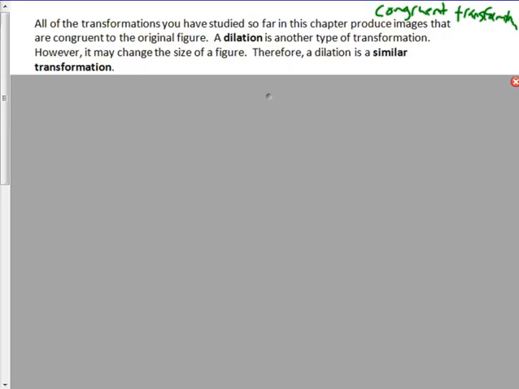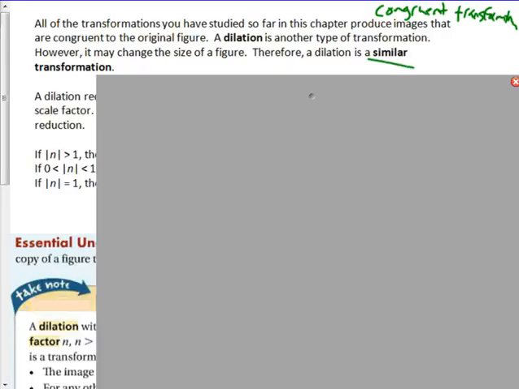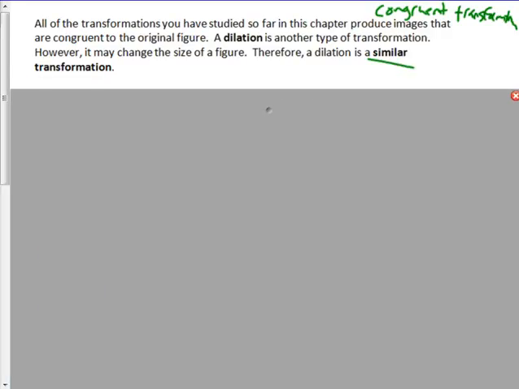But a dilation is actually a different type of transformation. It is because the size changes. The shape will stay the same, but the size changes. Therefore, it is a similar transformation. All right? So we're talking about dilations.